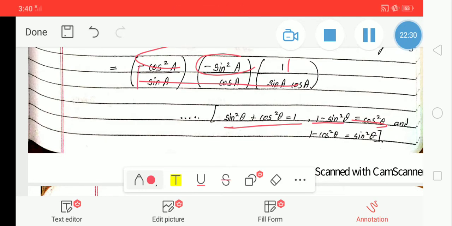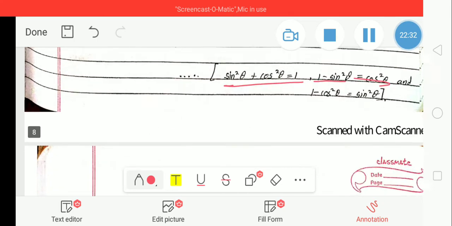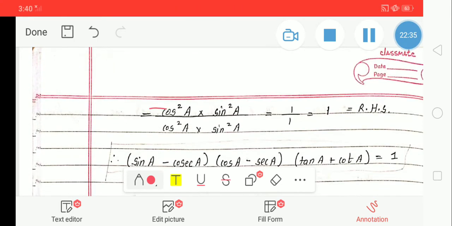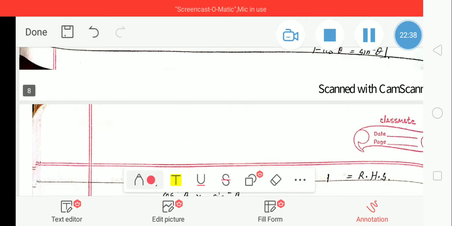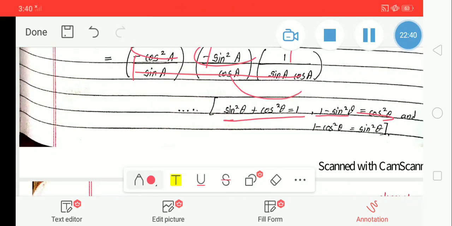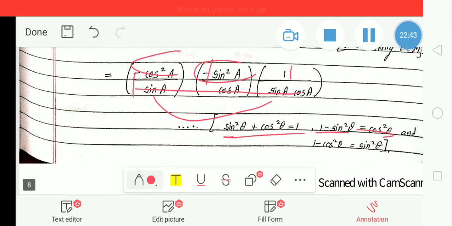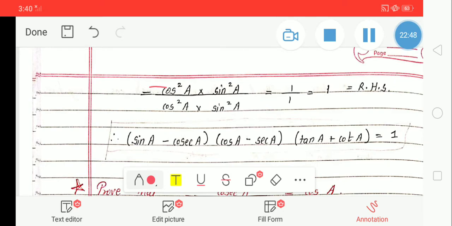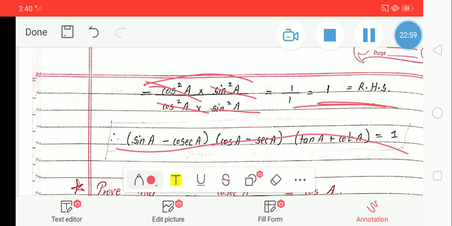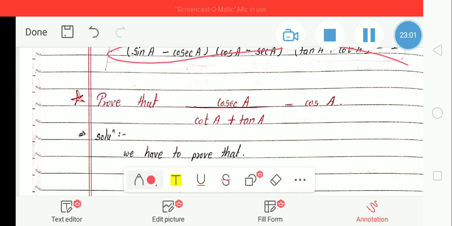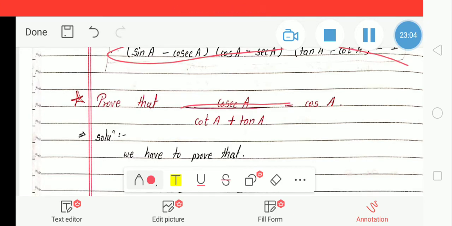So now here minus multiplied by minus is plus, cos square A sin square A, cos square A multiplied by sin square A. So cos multiplied by cos, sin multiplied by sin, and here as it is sin square and cos square. Now we know that sin square, here both cancel, so the value is 1, that is RHS. Hence proved. Second, prove that cosec A divided by cot A plus tan A is equal to cos A.